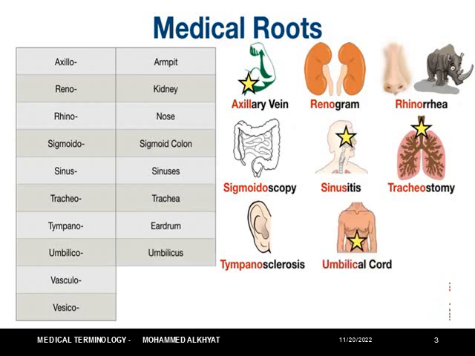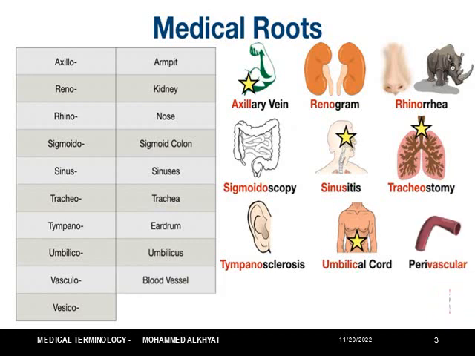Moving on to umbilico, this refers to the umbilicus, which is the belly button. The simple way to remember this root is to think of the umbilical cord, which is the cord arising from the navel that connects the fetus with the placenta. Next, we have vasculo, which pertains to blood vessels.